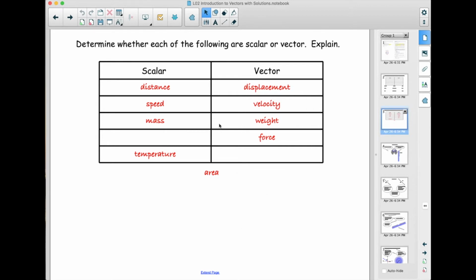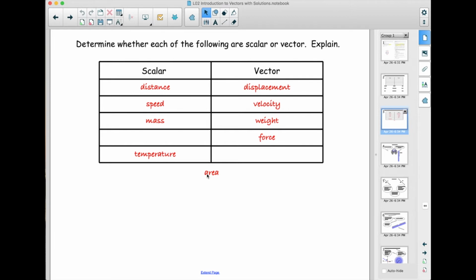Speed is scalar, velocity is vector. Mass is scalar, weight is dependent upon the planet and the force of gravity, so it is definitely a vector. Force is a vector. Temperature is a scalar, but I put them on different rows because they're not measuring the same thing.